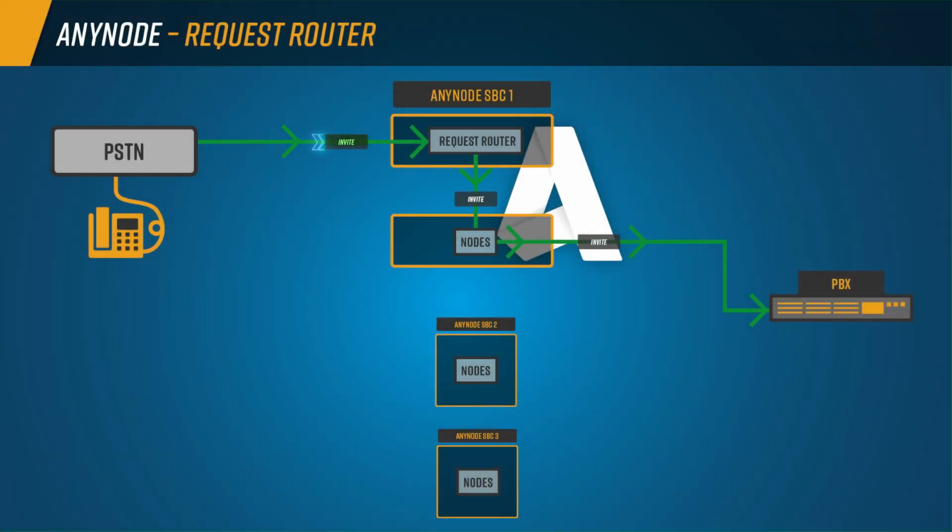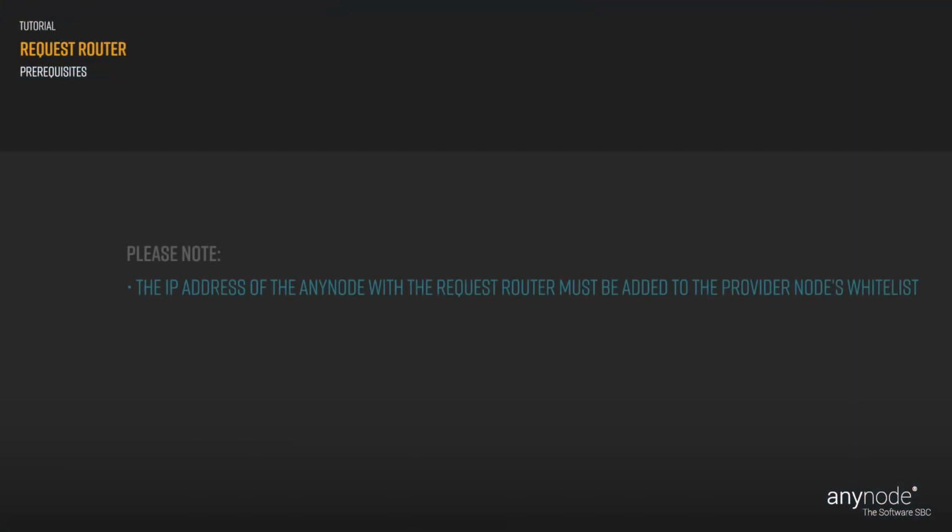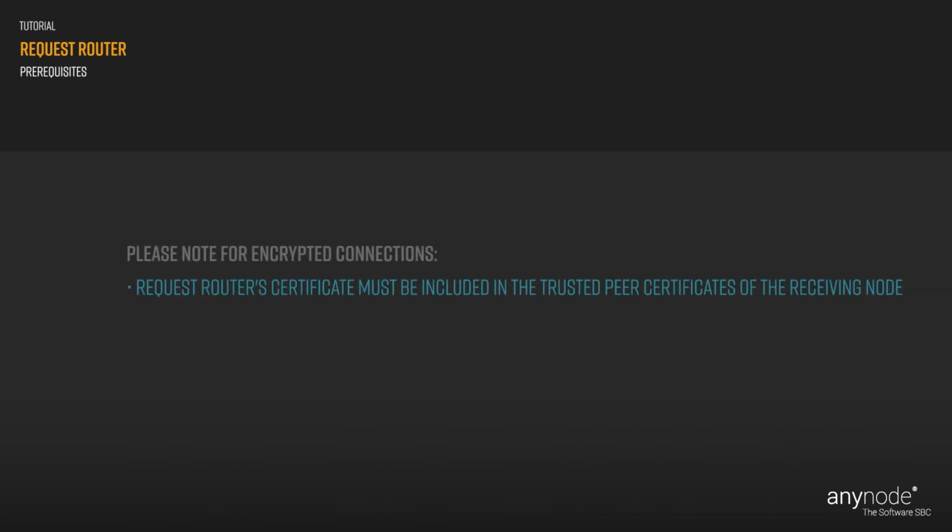Since the anynode with the request router handles the initial SIP invites to the anynode systems, incoming requests from the VoIP provider are first processed by the anynode with the request router and then potentially forwarded to secondary or other anynode systems. To ensure that other anynode systems accept SIP invites from the request router anynode, the IP address of the anynode with the request router must be added to the provider node's whitelist for all other anynode systems. For encrypted connections, the request router certificate must be included in the trusted peer certificates of the receiving node.